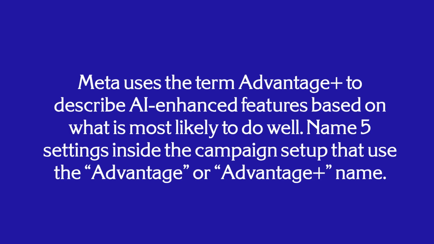Hopefully you do, because here's your clue. Meta uses the term Advantage Plus to describe AI-enhanced features based on what is most likely to do well. Name 5 settings inside the campaign setup that use the Advantage or Advantage Plus name. I'll give you a few seconds. Here they are. Hopefully you got at least 5 of them.